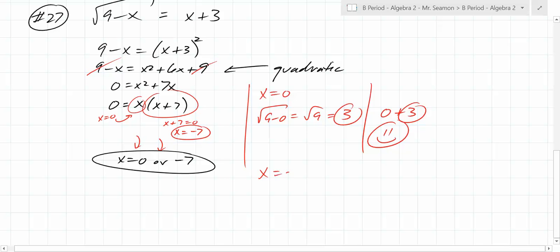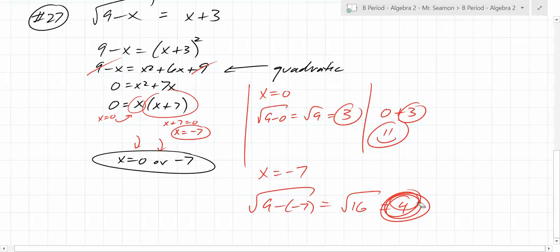If x is equal to negative 7, you end up with the square root of 9 minus negative 7, which is the square root of what? It's like 2.5. No, what is the square root of 16? 4. Just 4. It's not negative 4.